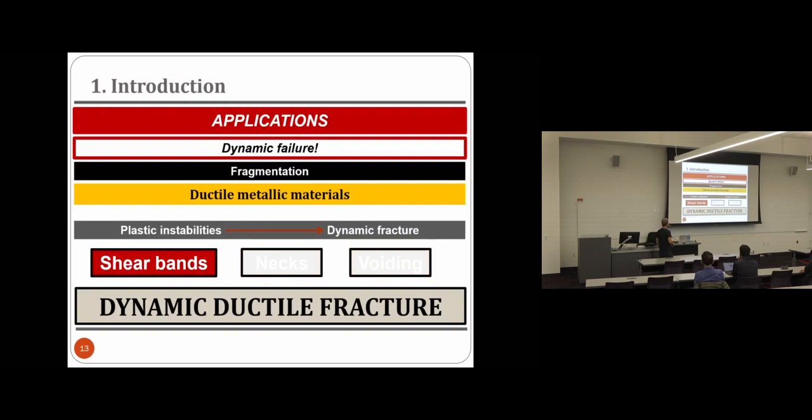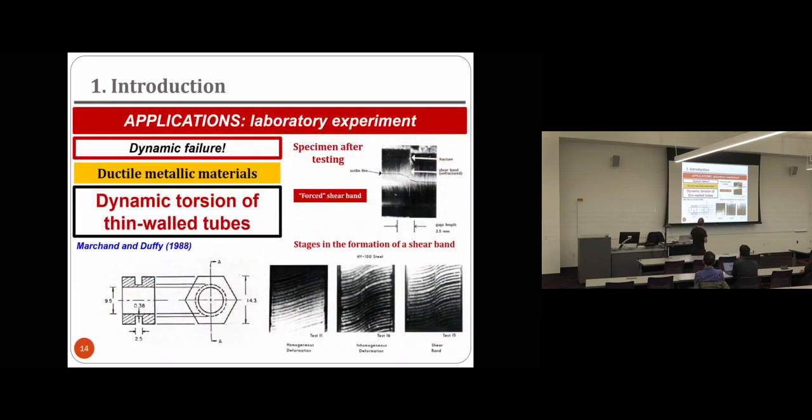So the second type of plastic instability we are interested in is shear banding, dynamic shear banding. Again, I will show you some examples of how to study dynamic shear banding in a laboratory environment. I will start with these classical, beautiful experiments performed by Marchand and Duffy in the late 80s, early 90s, in a series of papers where they used a split Hopkinson torsion bar to twist thin wall tubes at strain rates of the order of 10 to the 3, 1500, something like that.